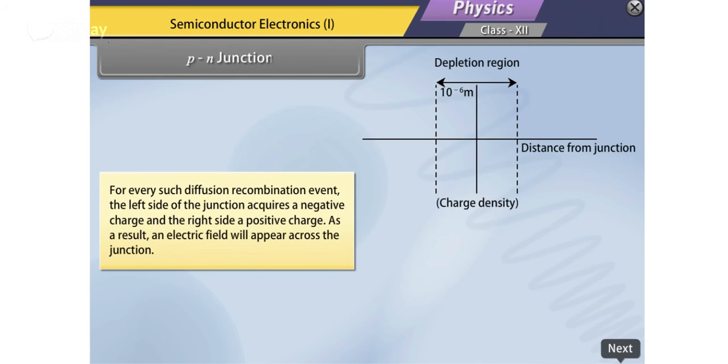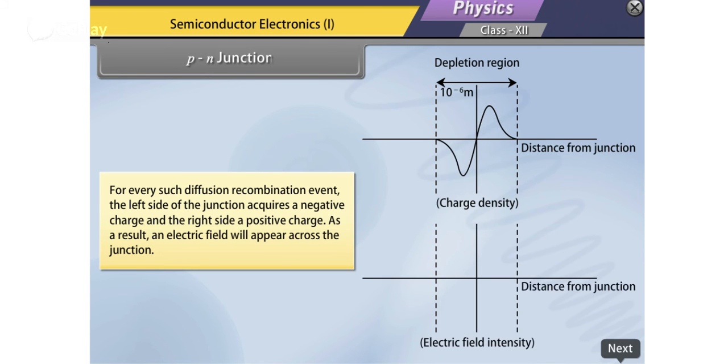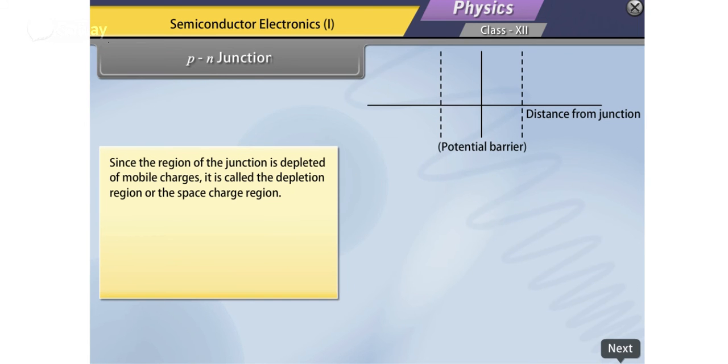For every such diffusion recombination event, the left side of the junction acquires a negative charge and the right side a positive charge. As a result, an electric field will appear across the junction. Since the region of the junction is depleted of mobile charges, it is called the depletion region or the space charge region.